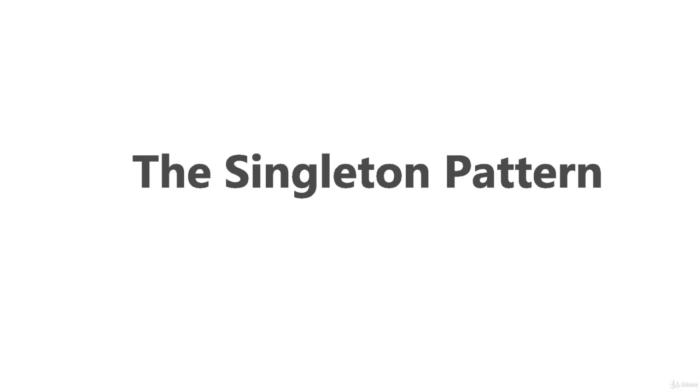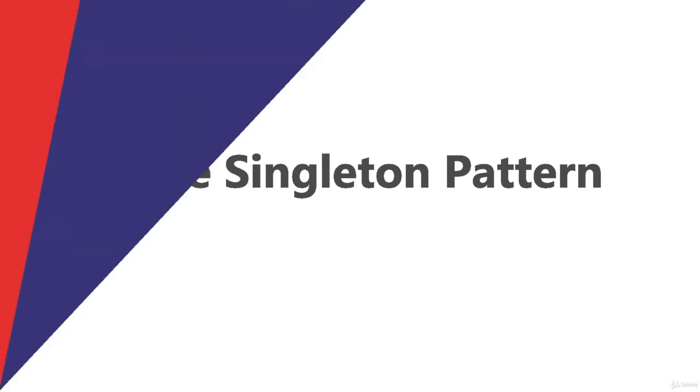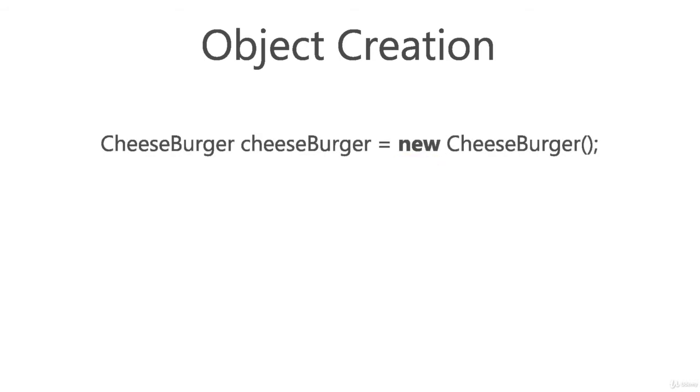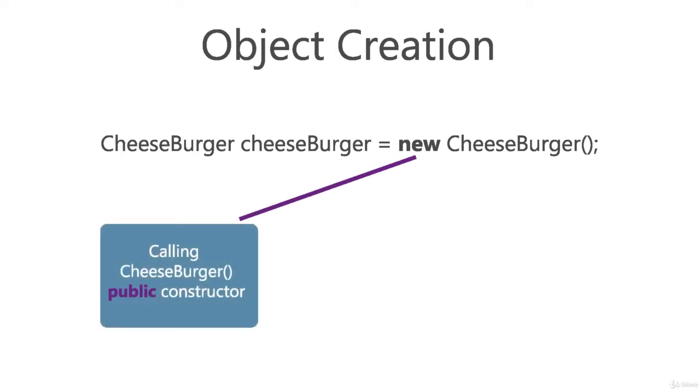Now to understand this, let's go back to the basics of creating objects in Java. So when we want to create objects in Java, what do we use? We use the new keyword. So in this case, if we wanted to create a cheeseburger object, we would say cheeseburger is equal to new cheeseburger. So what are we doing here? Of course, we are using the new keyword, which allows us to call the public. That's very important to remember.